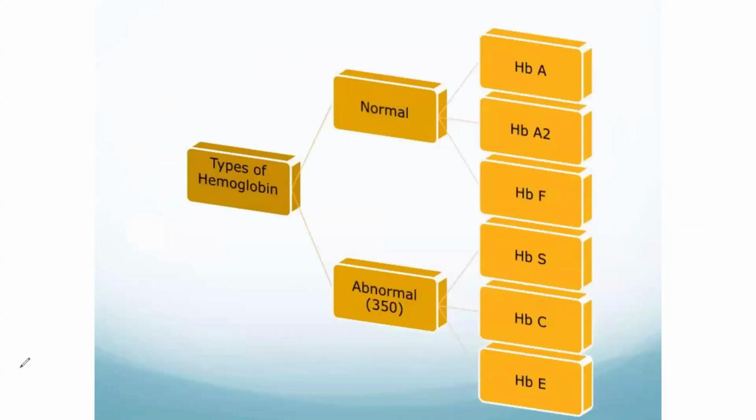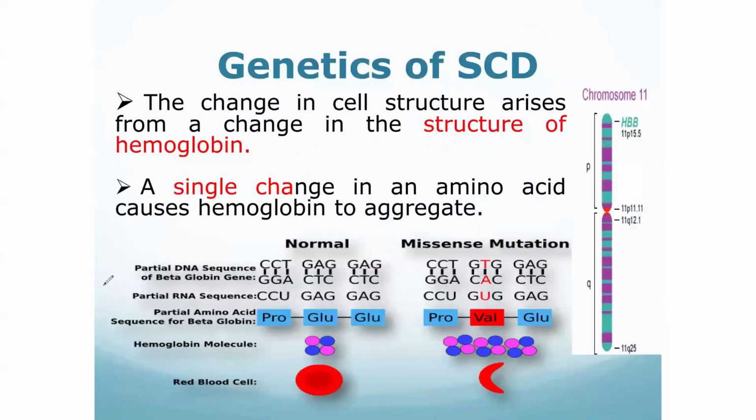We have different types of hemoglobin. We have the normal hemoglobins: hemoglobin A, hemoglobin A2, and fetal hemoglobin, that's hemoglobin F. And then we have hemoglobin S, hemoglobin C, and hemoglobin E, which are the abnormal types of hemoglobin.